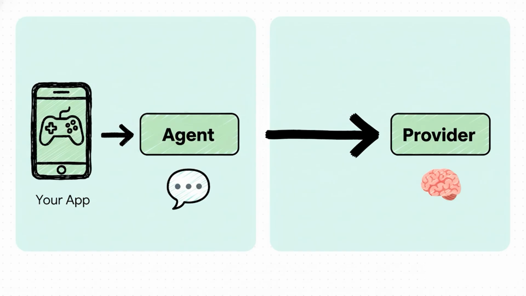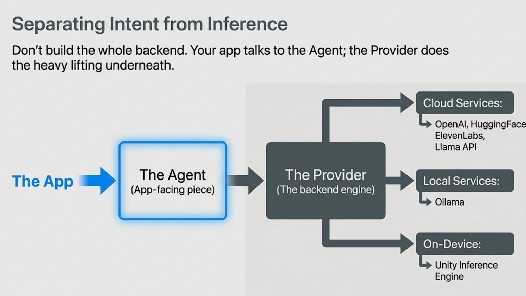This is also where we start with the terms agent and provider. And the easiest explanation is this. The agent is the app-facing piece, and the provider is the backend behind it. So in very, very plain terms, the agent is the part your app talks to, and the provider is the AI doing the work underneath. So if your app wants to talk to an LLM, your app interacts with the agent layer, and that agent is powered by a provider in the backend.